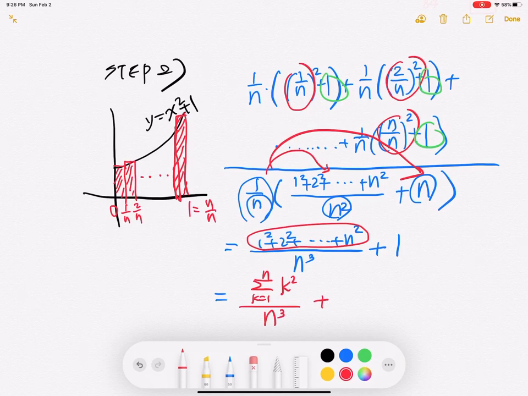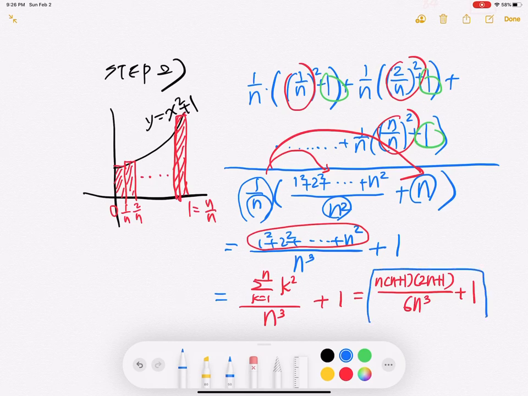plus 1. And then what was the formula? Sigma k squared was n times n plus 1 times 2n plus 1 over 6, divided by n cubed, so it's n times n plus 1 times 2n plus 1 over 6n cubed plus 1. This is the answer. This is the area of n rectangles using RRAM.